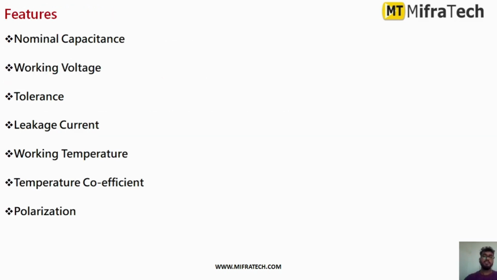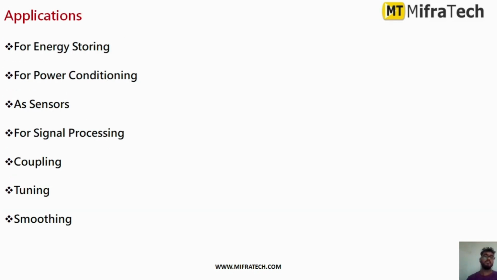What are the features of a capacitor? It provides a capacitance, and it has a working voltage, tolerance, leakage current, working temperature, temperature coefficient, and polarization. These are the different parameters or features of any capacitor. Next we'll see the different applications, or where exactly we can make use of these capacitors. It can be used for energy storing and power conditioning. They can be used inside sensors, for signal processing, coupling, tuning and smoothing. These are the different applications where we can make use of capacitors.